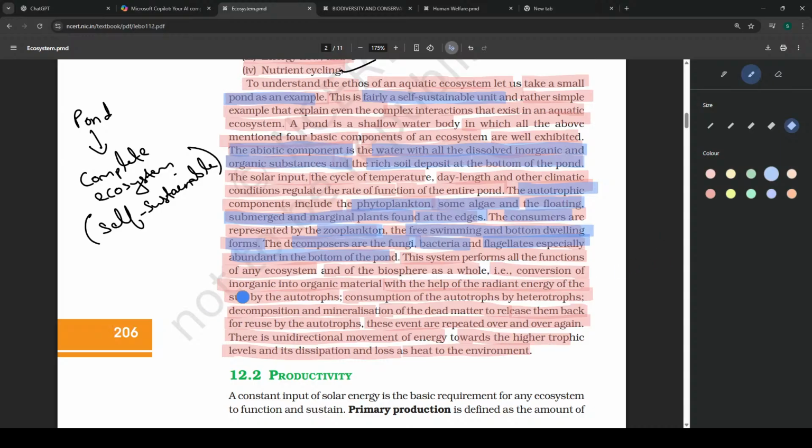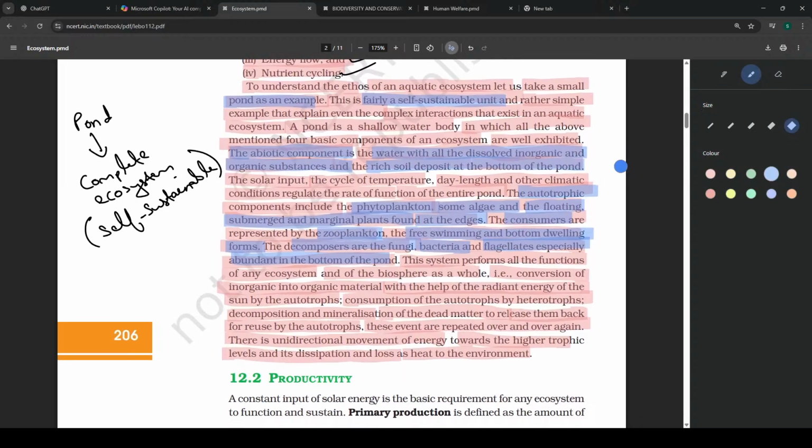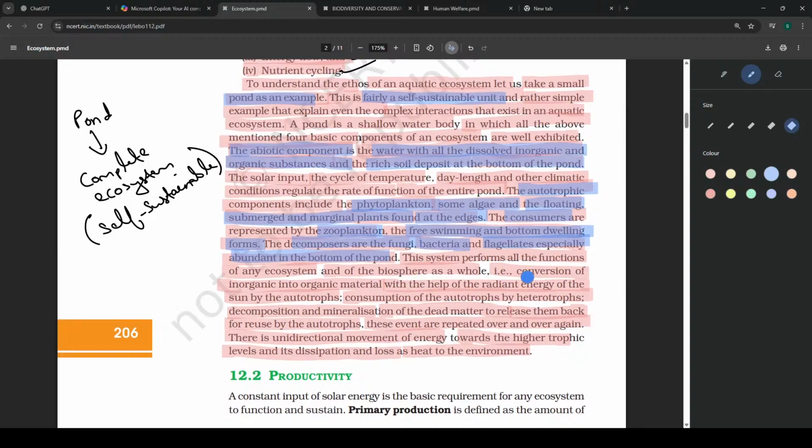A pond performs all the functions of any ecosystem and of the biosphere as a whole. The whole biosphere can be considered an ecosystem, and every ecosystem performs the above four functions, that is productivity, decomposition, nutrient cycling, and energy flow. What is the main function of an ecosystem? Conversion of inorganic into organic material with the help of radiant energy of the sun by autotrophs, consumption of the autotrophs by heterotrophs, decomposition, and mineralization of the dead matter.